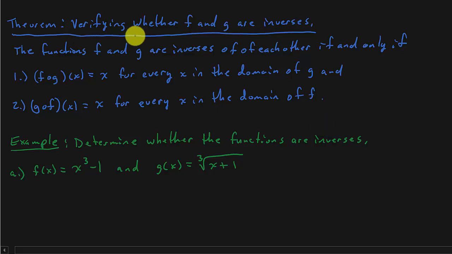So to verify whether two functions are inverses, the functions f and g are inverses of each other if and only if f circle g of x is equal to x for every x in the domain of g, and g circle f of x is equal to x for every x in the domain of f. So what we have to do here is we've got to find f circle g and g circle f, and we've got to show that both of those are equal to x. Okay, so let's do that.